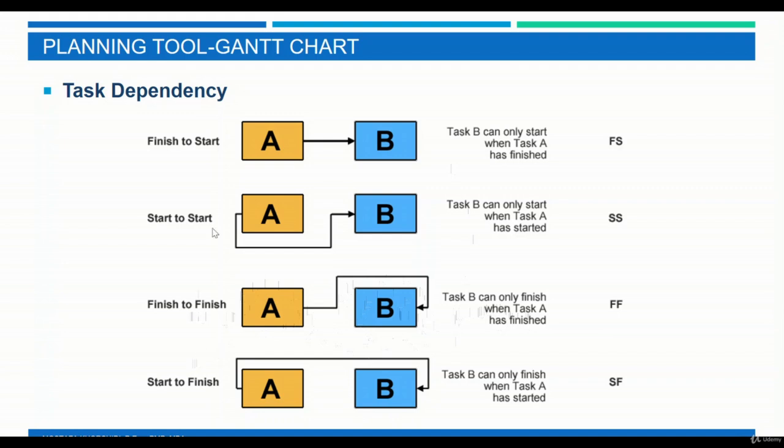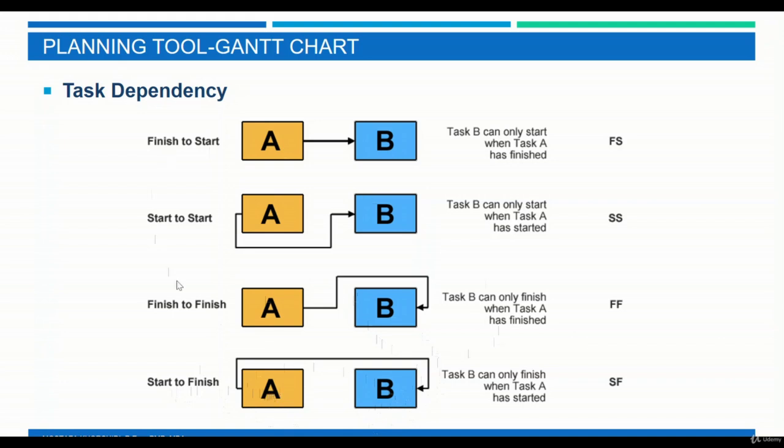Then we also have start to finish, and the definition is that task B can only finish when task A has started. An example is a new shift. When you want to start working, the other shift should have finished the work. It's a really good type of task dependency for changing shifts. Whenever you are planning for something where a shift change recurs, make sure start to finish is something really helpful that you can use in your project.